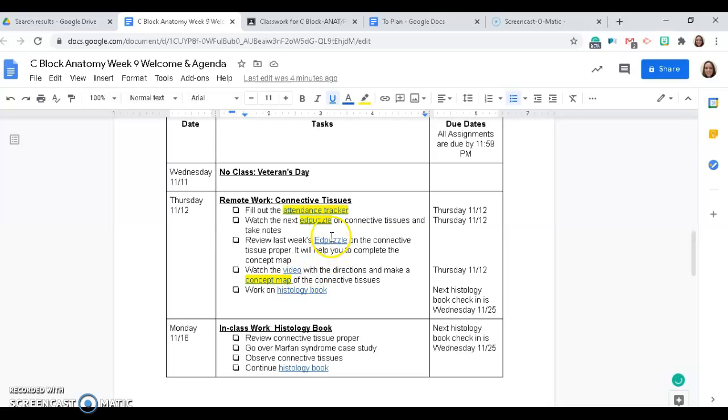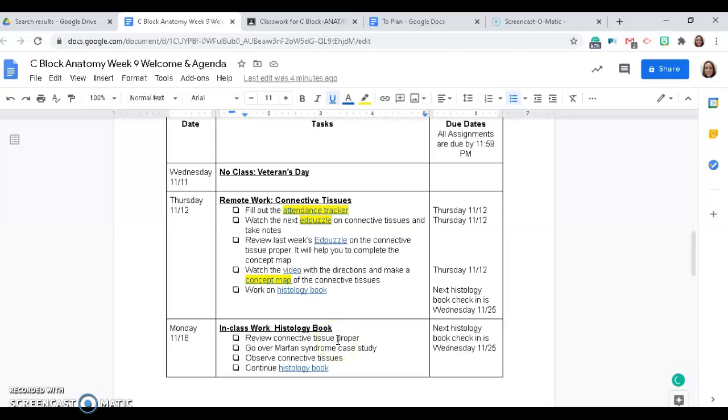So I included the link to last week's Edpuzzle on here because I think it will be helpful for you to review to help you complete that concept map. And there's a video that shows how to do it and gives an example of how to get started on that assignment.